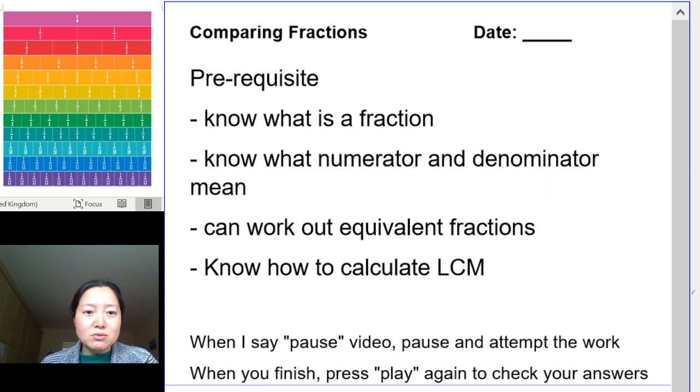Okay, right, so let's look at the first bit. Actually, before you do that, can you pause this video, make sure you have your maths workbook out, then you can write your title, comparing fractions, and today's date on, and then continue the work on your math book.